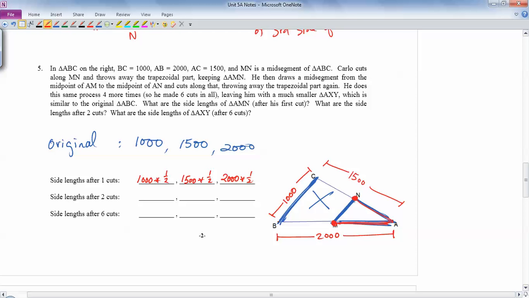Okay. So now at this point, he's got this triangle AMN. And then the idea is that he does the same sort of thing again, where he finds the midpoint here and the midpoint here, and he cuts it. And you're left with this little green triangle now.